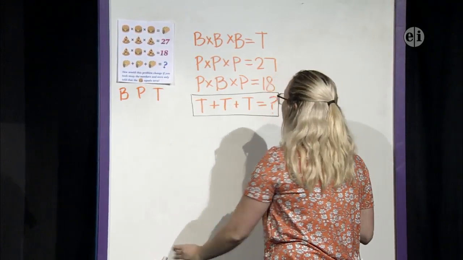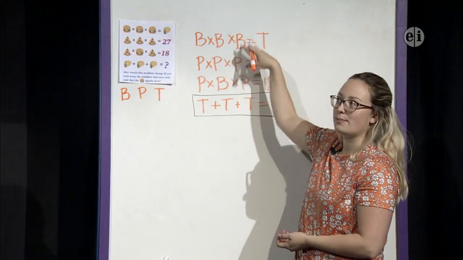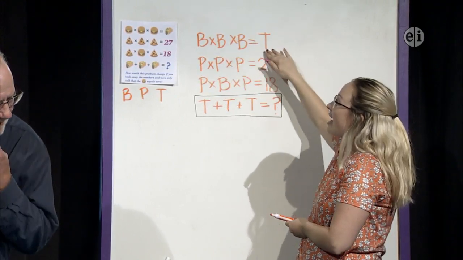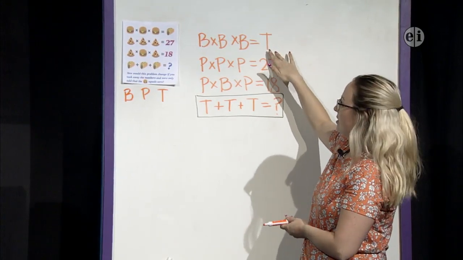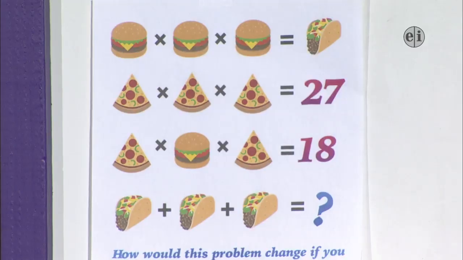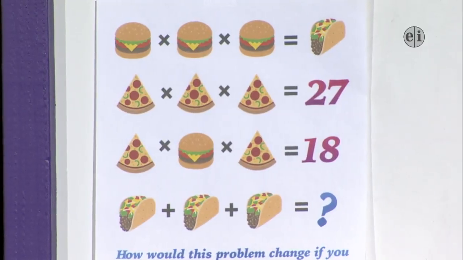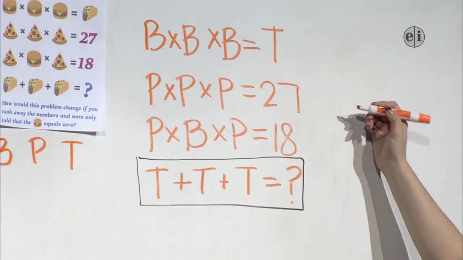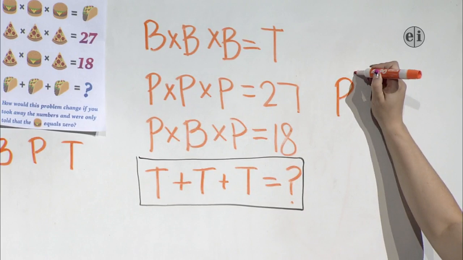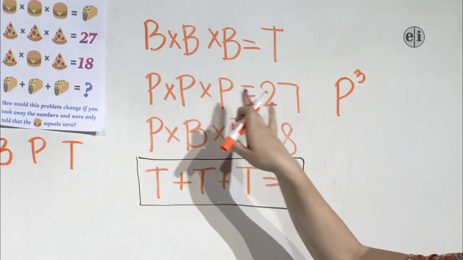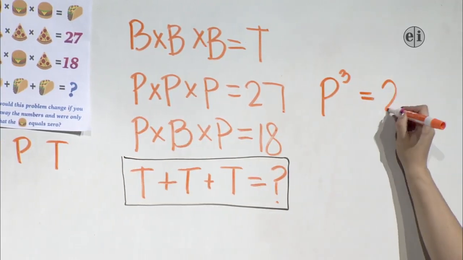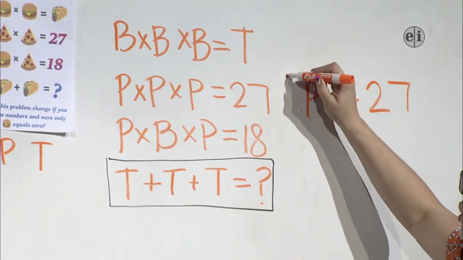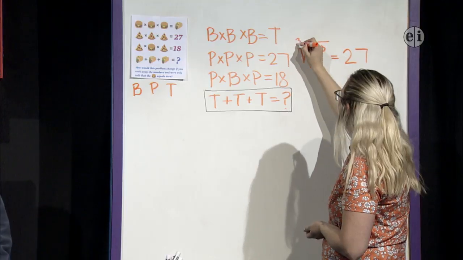So what we want to do is figure out which one's going to be the easiest to solve. For this one, we have no actual number, so you can't solve that one yet, not for an actual amount. Down here, we have one variable and a number, so we're going to do it there. So P to the third power, because it's P times P times P, equals 27. In order to get the answer, you're going to do the cube root of each side.